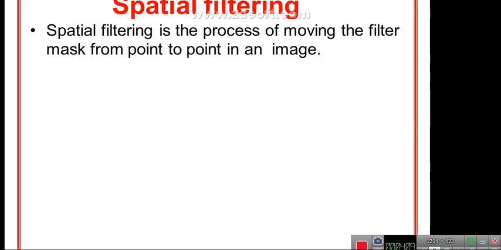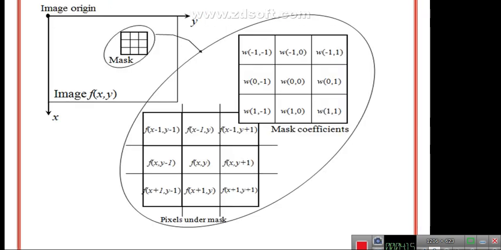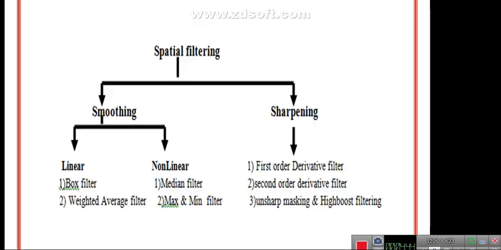Here, spatial filtering is the process of moving the filter mask from point to point in an image. Here, with the image origin, we are using a 3 cross 3 mask. The mask coefficients are represented in terms of W of 0, 0, 0, 1, 0, minus 1. Likewise, the 3 cross 3 neighboring coefficients are represented. Mask coefficients are in terms of W, and original image pixels are represented in terms of function f of x comma y. Here we are using spatial filtering in two ways: one is smoothing and another one is sharpening.